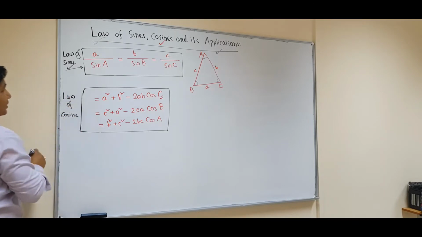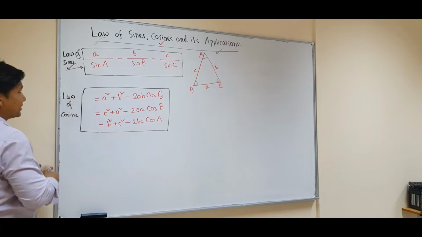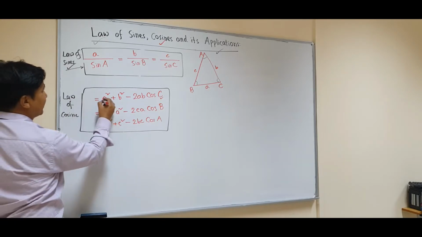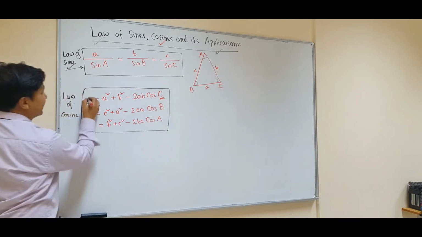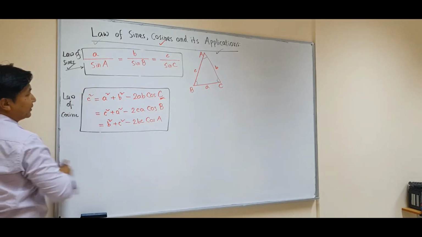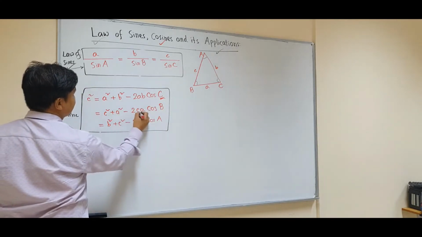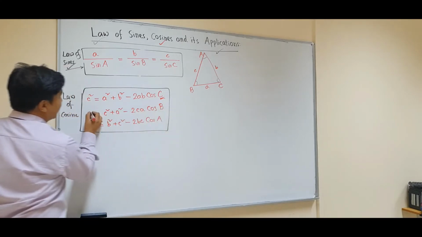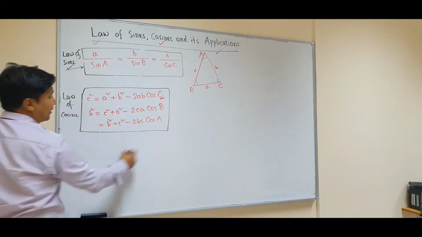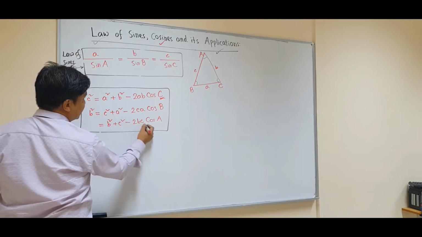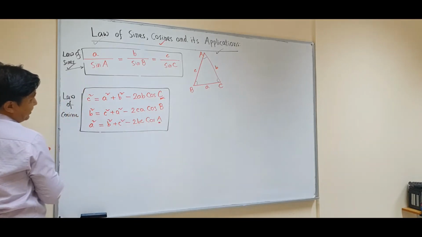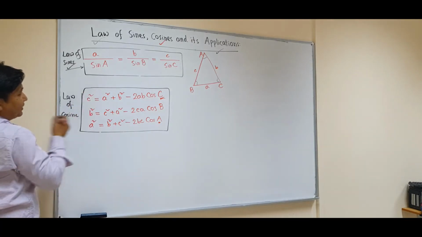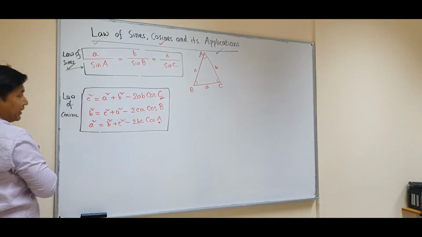If you look carefully at the law of cosines, whenever you see AB and angle C, then it should be c square. Whenever it is CA and here B, then this should be b square. Whenever it is BC and here it is A, you must write a square. So we have in fact 3 formulas for cosines.